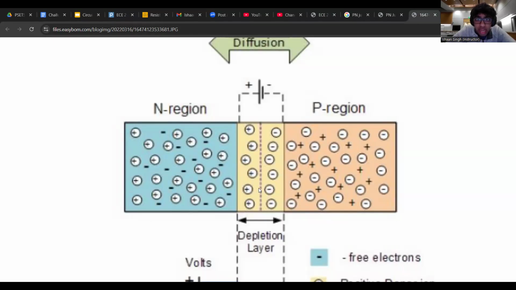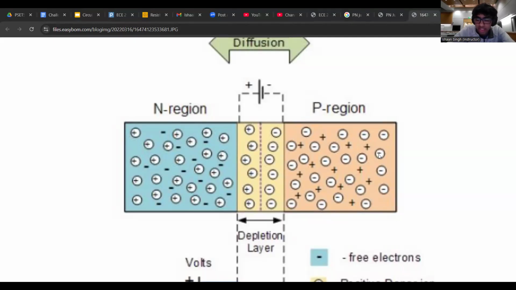Okay? And as a result, what now happens is that since we have less minuses than pluses here, because the free-floating minuses have moved away, but we're still left with all the pluses that were nailed in place, the N side has become positively charged.